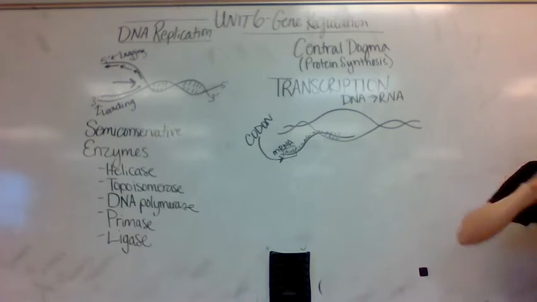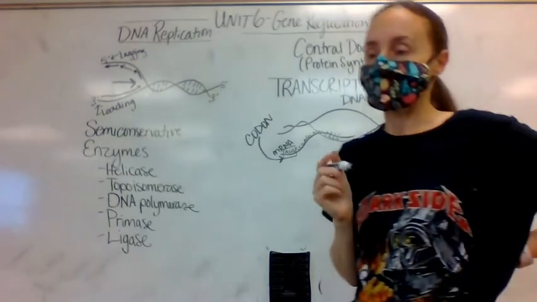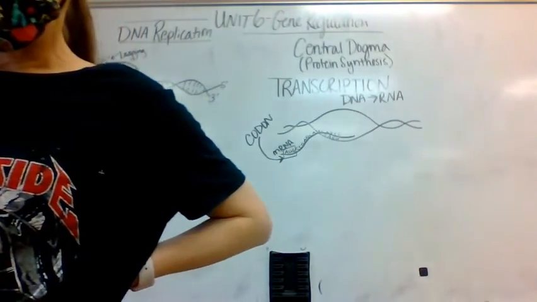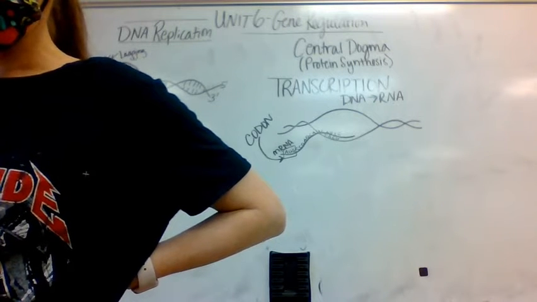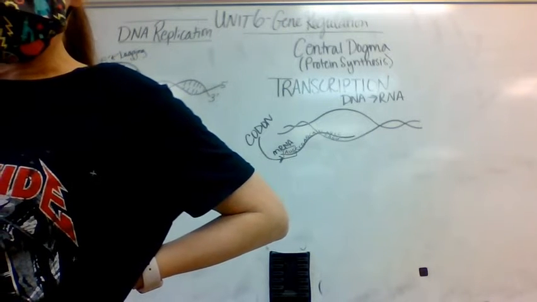I try to get away from using the wheels because we don't see those on our test. So a codon table, they will give you that. They don't give you an anti-codon table, so make sure you just use codons. What other vocab did they have for you?